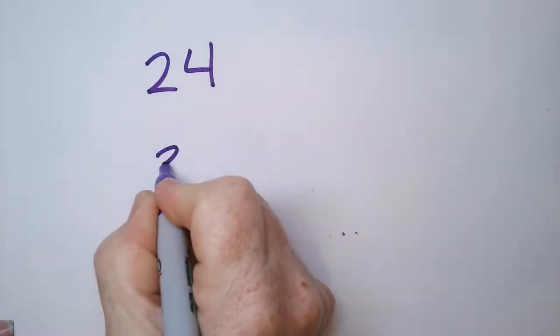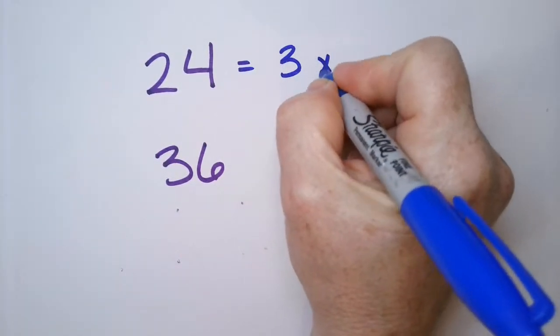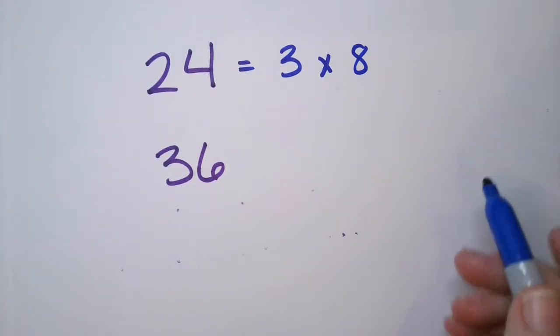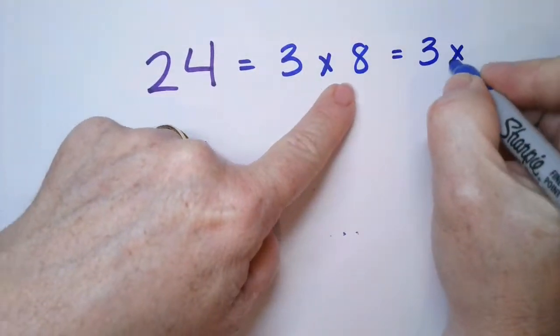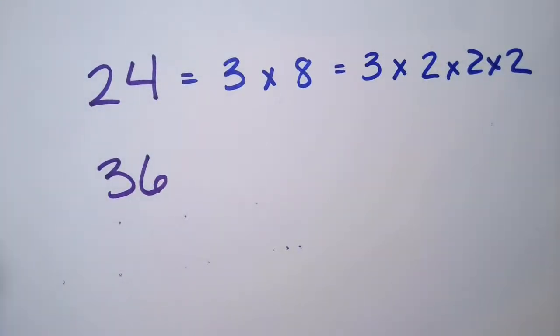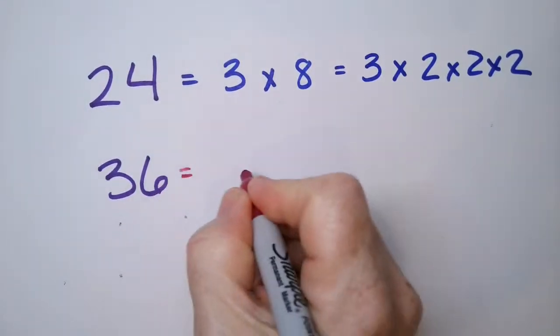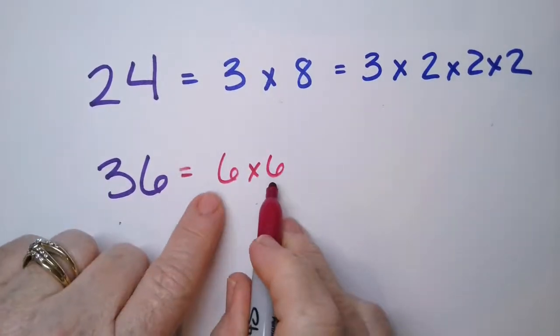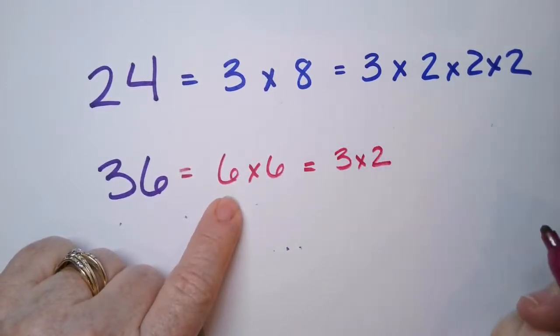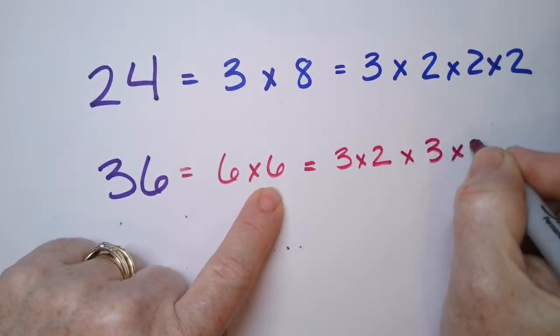So what we have are 24, and we have a 36, okay? And what 2 numbers multiplied together give you 24? So say you said 3 and 8. Okay, that's great, but the 8 can be divided into smaller numbers, right? So we could say 3 times 8 is 3 times 2 times 2 times 2, okay? And then 36, okay? If you said 6 times 6, that's great, but these can be divided into 3 times 2 is one of the 6, and 3 times 2 is the other 6.